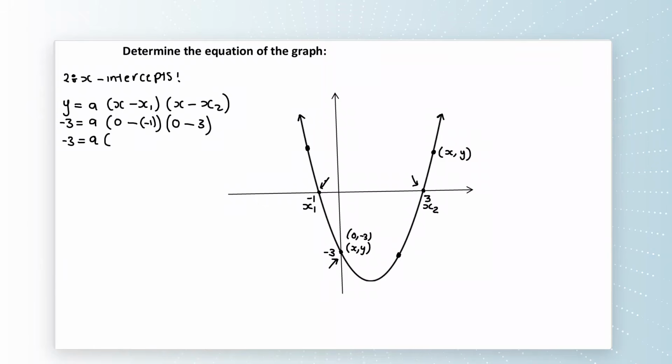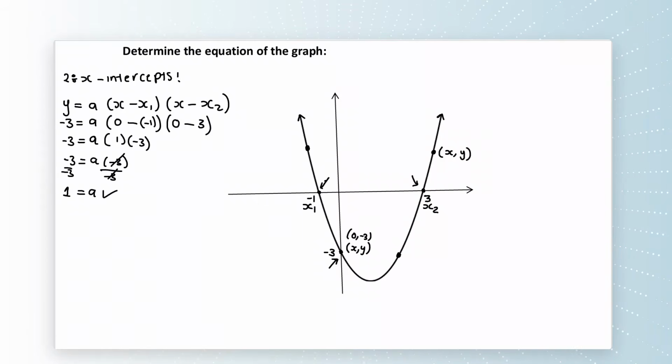Inside here, we're going to have 1. You can use a calculator. Inside here, we're going to have minus 3. So we're going to have minus 3 equals a into minus 3, because 1 multiplied by negative 3 is going to be minus 3. Then we're going to divide both sides by minus 3, so we can be left with a. So we're going to have 1 equals a. So the value of a is 1.